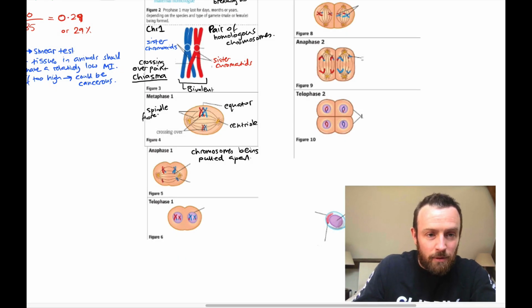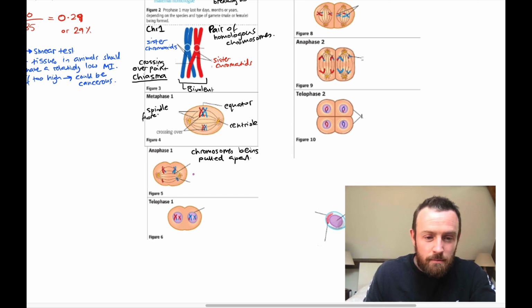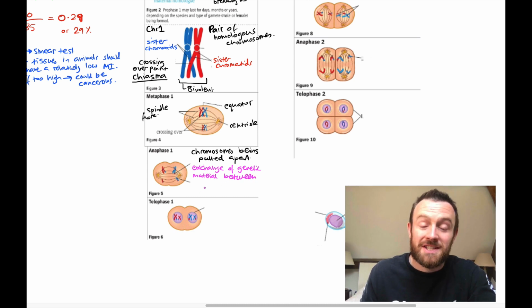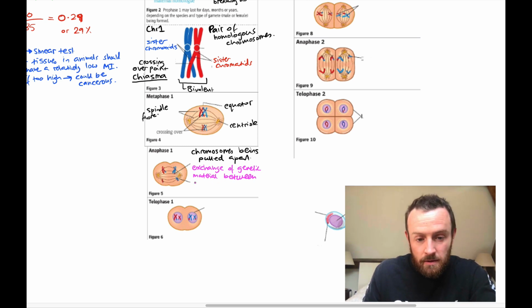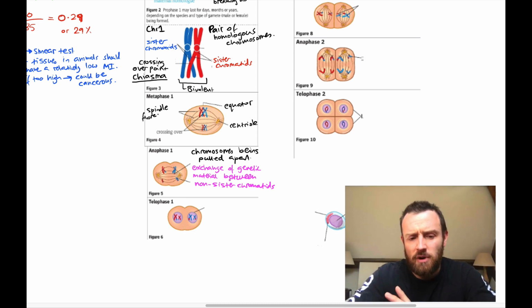So let's label that. I'm going to do that in pink, because it's halfway between blue and red. So exchange of genetic material between non-sister chromatids, non-sister chromatids. So easy to get those words wrong, chromatid, chromosome, but you've got to be precise. Okay, so that's a massive difference as well. That doesn't happen in mitosis because there are no pairs of chromosomes.